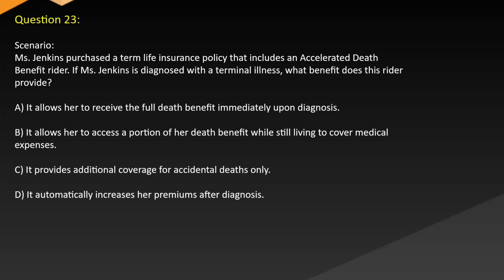Question 23. Scenario: Ms. Jenkins purchased a term life insurance policy that includes an accelerated death benefit rider. If Ms. Jenkins is diagnosed with a terminal illness, what benefit does this rider provide? A. It allows her to receive the full death benefit immediately upon diagnosis. B. It allows her to access a portion of her death benefit while still living to cover medical expenses. C. It provides additional coverage for accidental deaths only. D. It automatically increases her premiums after diagnosis.